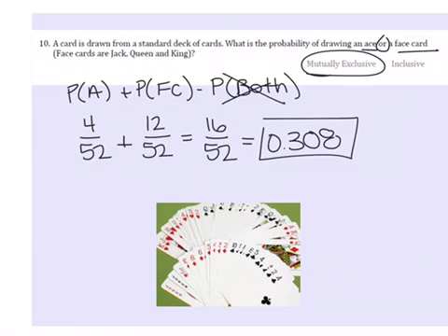So when I did it, I got 0.308 as my answer. There is no way that I could be an ace and a face card. So this is not a both situation, so I didn't have any subtraction to do.